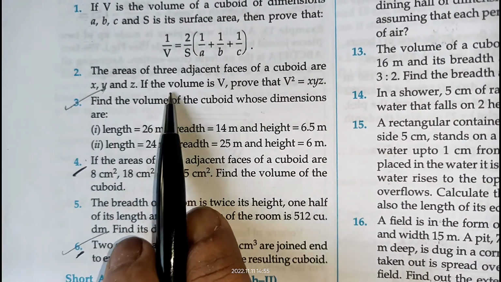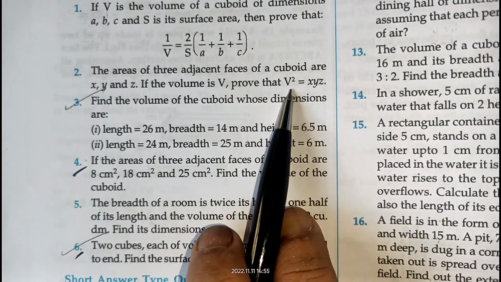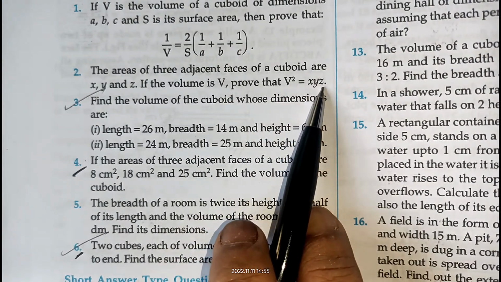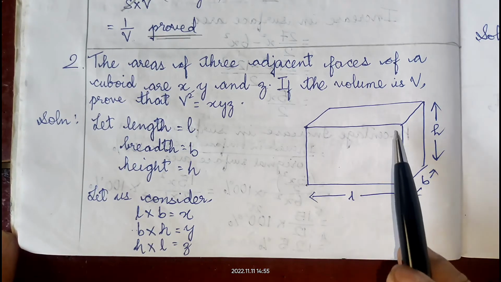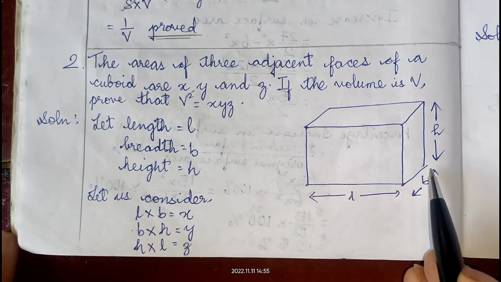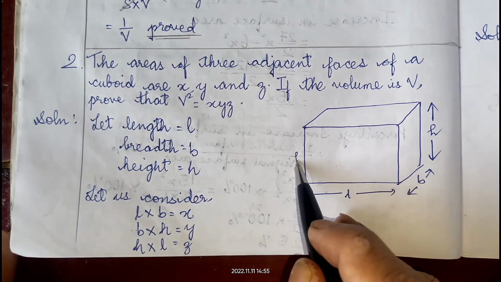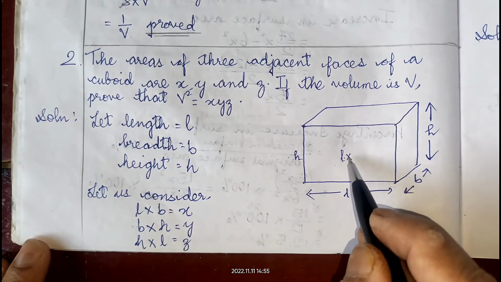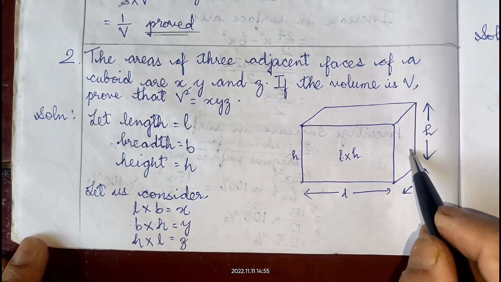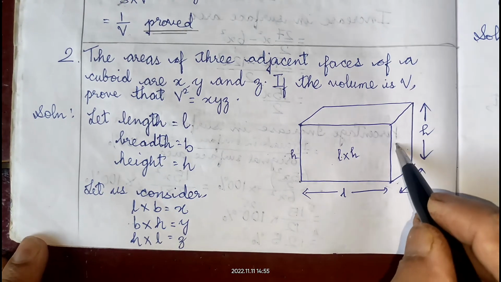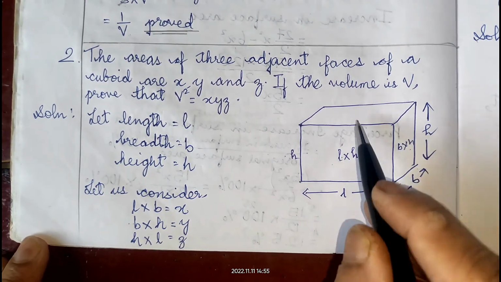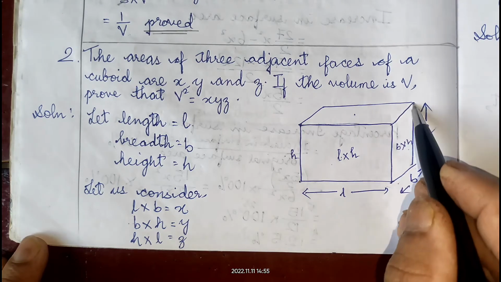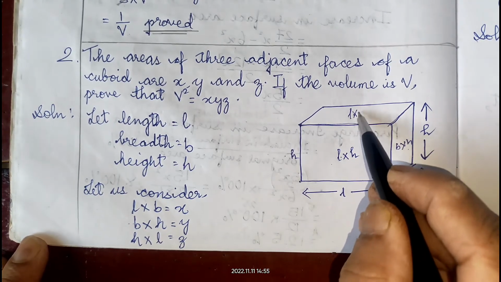If the volume is V, prove that V square equals XYZ. Suppose this is the cuboid, here length is L, breadth is B, height is H, this is height, this is L, so area of this face will be L into H, area of this face B into H, and area of the upper face, this is L, this is B, so it will be L into B.